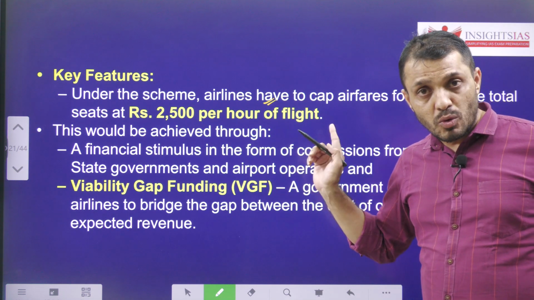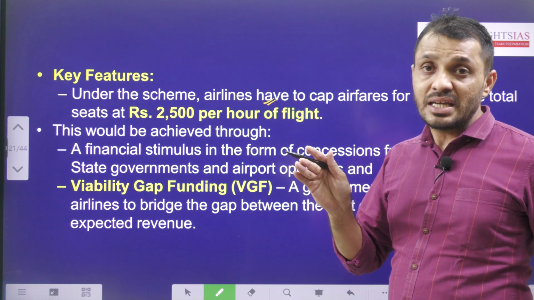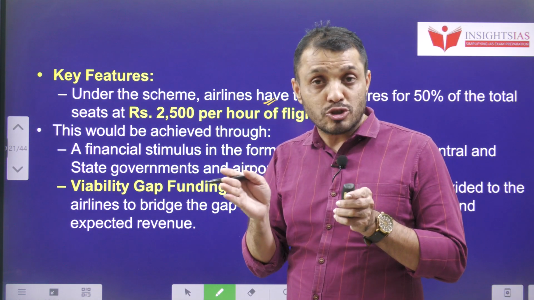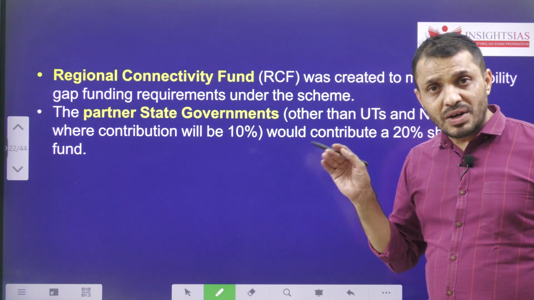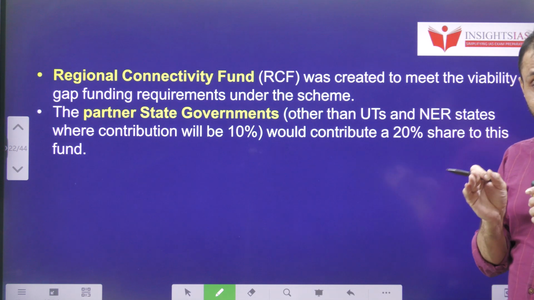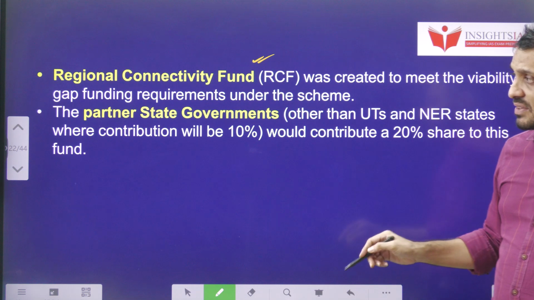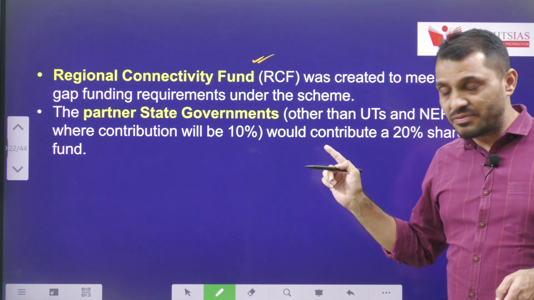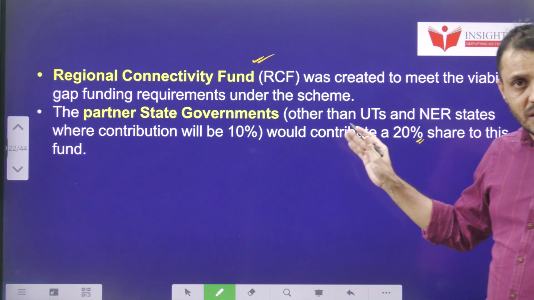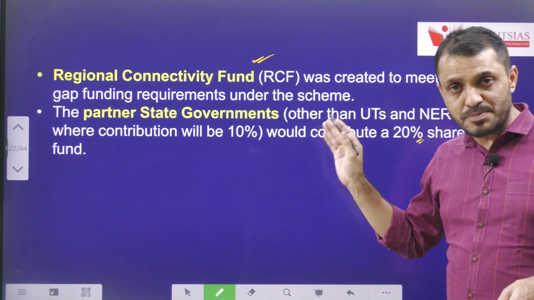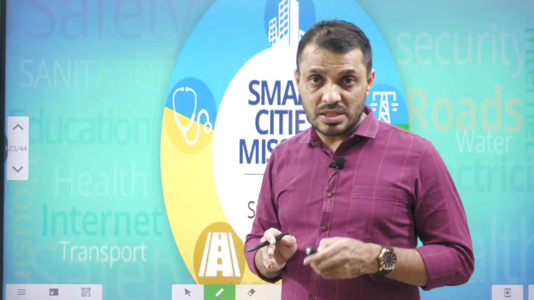In this process, whatever losses are incurred by the air carriers, that gap has to be filled by the Government of India through viability gap funding. For the purpose of viability gap funding, the scheme expects the creation of a Regional Connectivity Fund. For the Regional Connectivity Fund, normal states will contribute around 20% of this fund, whereas states having special category status as well as UTs contribute 10% to this fund.